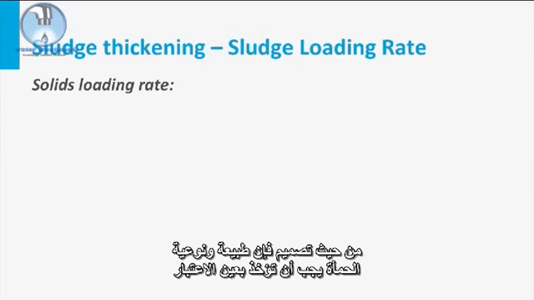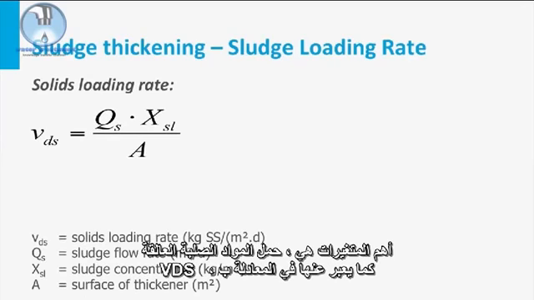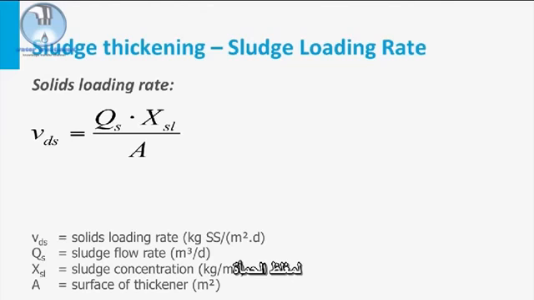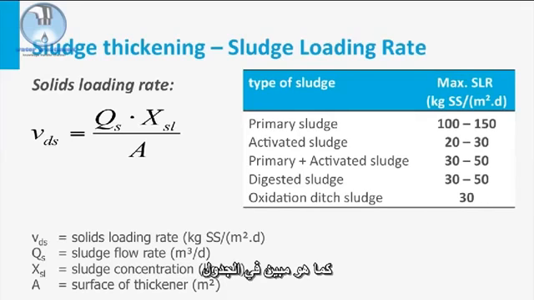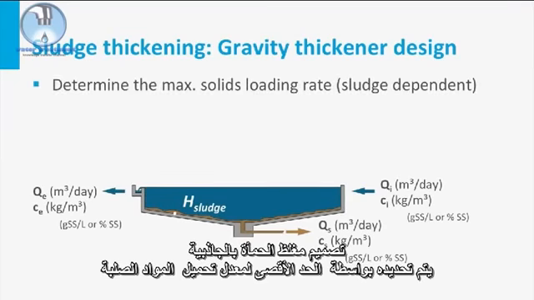In terms of designing, the nature and the quality of the sludge must be taken into account. The most important variables are the suspended solid load, expressed as VDS in this formula, and the sludge retention time. QS stands for the sludge flow rate, XSL is the sludge concentration, and A is the surface of the thickener. The applicable maximum solids loading rate largely depends on the nature of the solids, as indicated in this table. The design of a gravity sludge thickener is determined by the maximum solids loading rate.